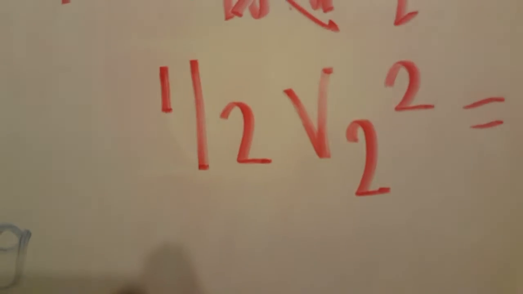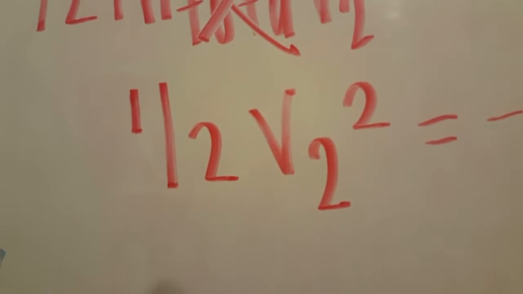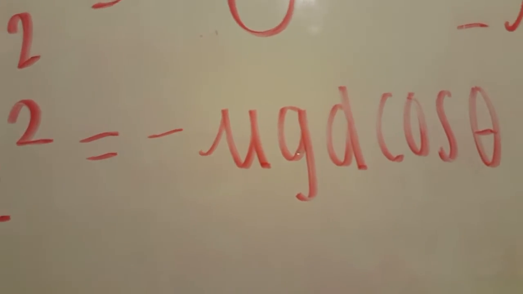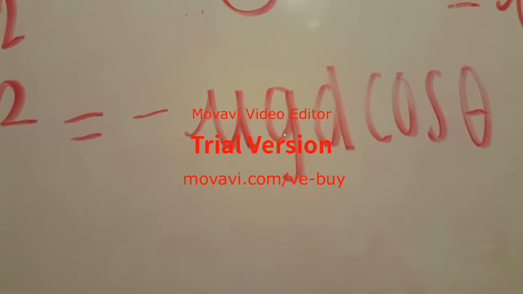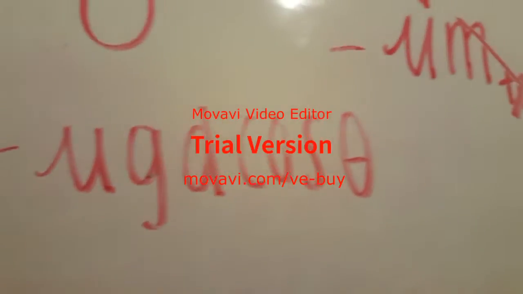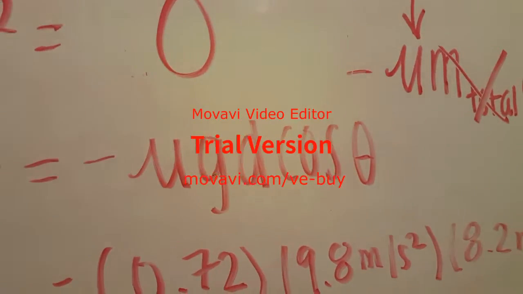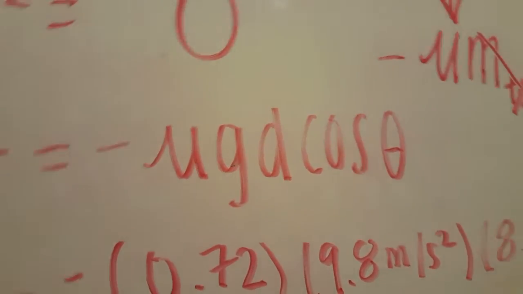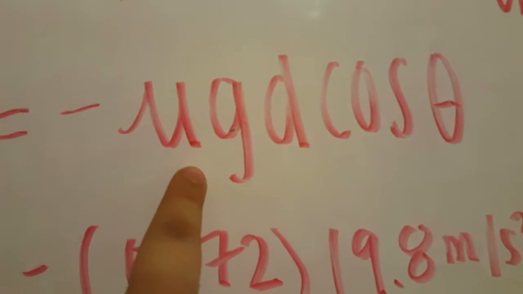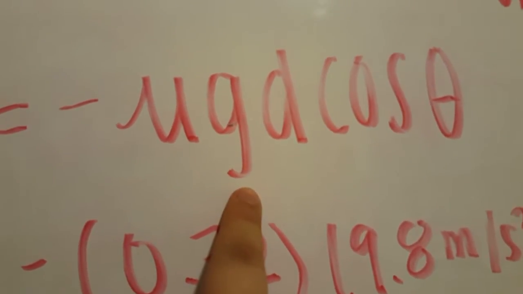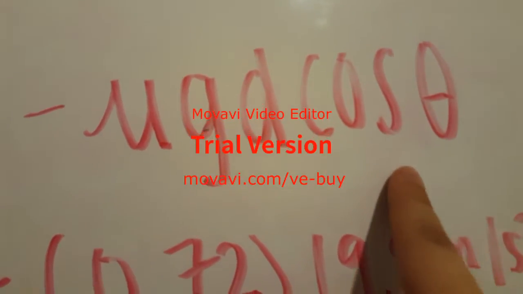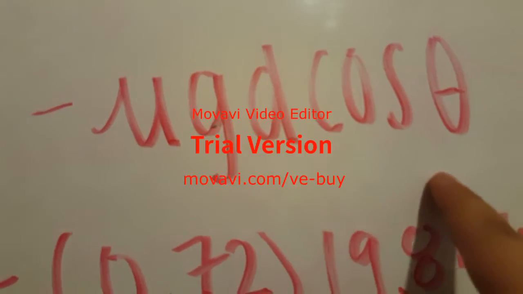Our new equation would be 1/2 velocity at the second position squared is equal to a negative coefficient of friction times the acceleration of gravity, which is represented by g, the distance traveled by both cars, times the cosine. We can now insert the things we know: the coefficient of friction, the acceleration of gravity, the distance, and the cosine theta, which would be equal to 180 since this is all happening on a straight path.